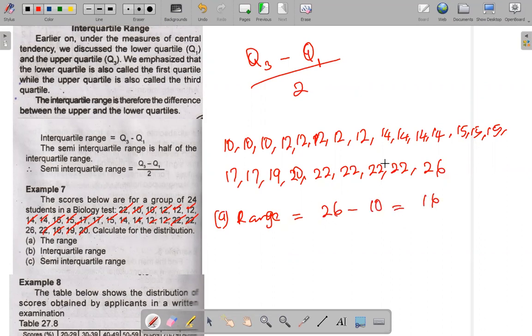Now for the interquartile range, for an ungrouped data like this, we need to divide these items into 4 equal divisions. By the way, how many items do we have here? 1, 2, 3, and so on up to 24. 24 divided by 4 is 6, meaning in each quarter we will have 6 items. So we will count 6 for the first quarter.